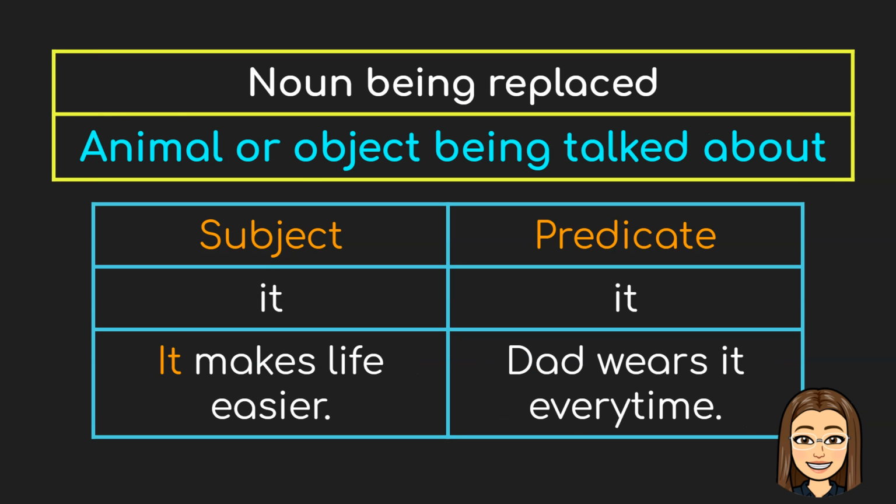Next, this is if an animal or an object is being talked about. For both subject and predicate, we will use it.